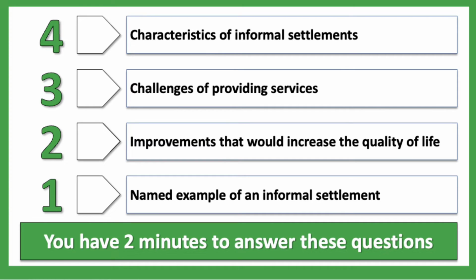We are tending to move a little bit away from squatter settlements as well, because squatter settlements implies that nobody has the right to live there, which is not the case. In some of these areas, people do actually own their homes, they own the land that they live on. We are tending to use informal much, much more, but please be aware that in the exam you still may see the term squatter settlement and you still may see the term slums. Right, you have got 2 minutes to try and work out 4 characteristics of informal settlements, 3 challenges of providing services, 2 improvements that would increase the quality of life, and 1 named example of an informal settlement. Off you go.